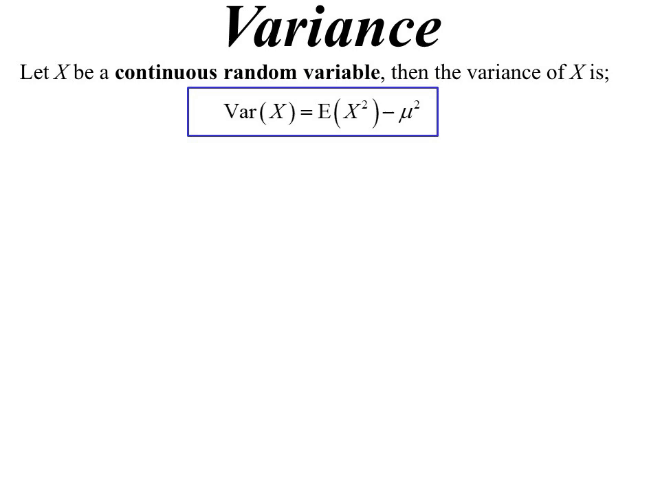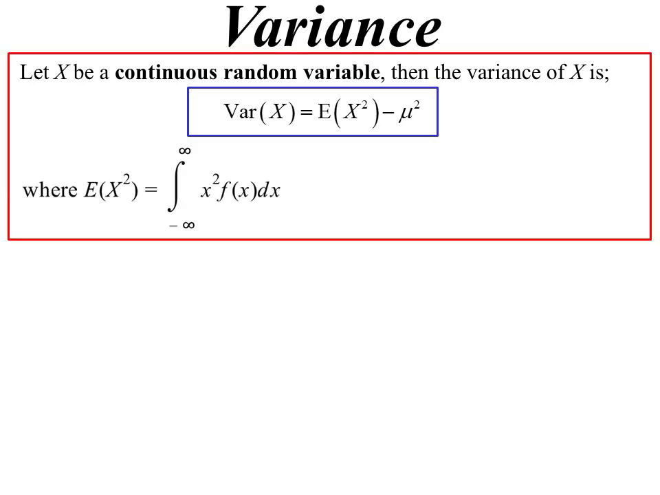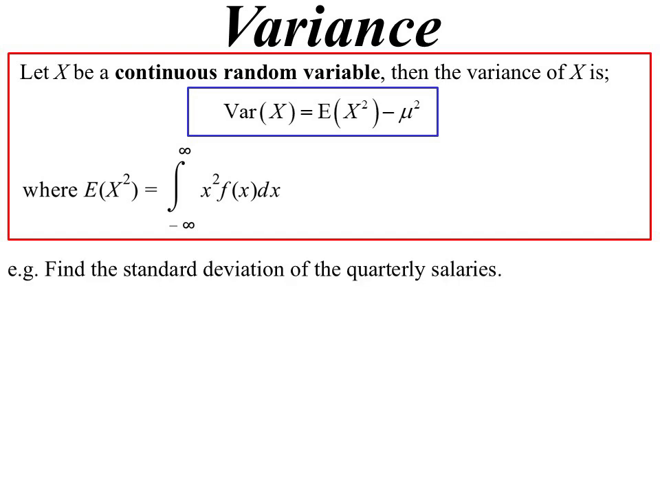But the other statistical information we like is variance. How do we work that one out? We still have our same formula. The variance is the expected value of x squared minus the expected value of x, squared. But in order to find the expected value of x squared, now it'll be the integral of x squared times function f(x). Let's find the standard deviation of the sales.